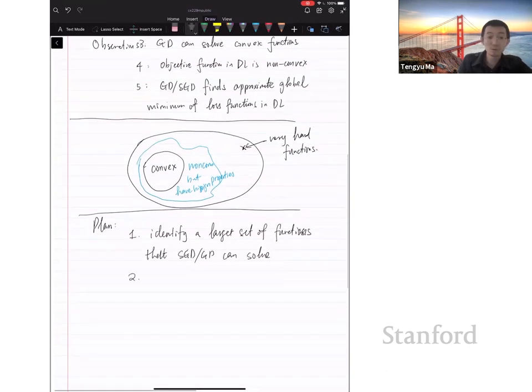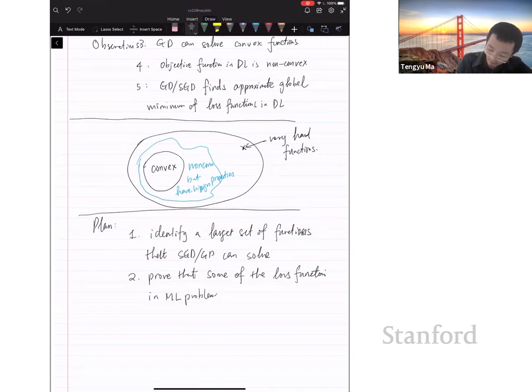And two, we're going to prove that some of the loss functions in machine learning problems belong to this set we just identified, right? This larger set of functions we just identified. And most of the effort will be spent on the second bullet.